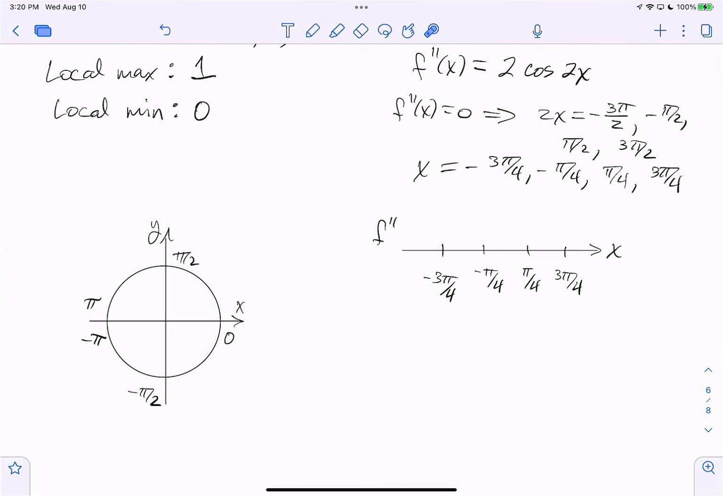Now work with me here. I need a number to the left of negative 3 pi over 4. So I'm going to look at the unit circle here, and negative 3 pi over 4 is down here in the third quadrant.